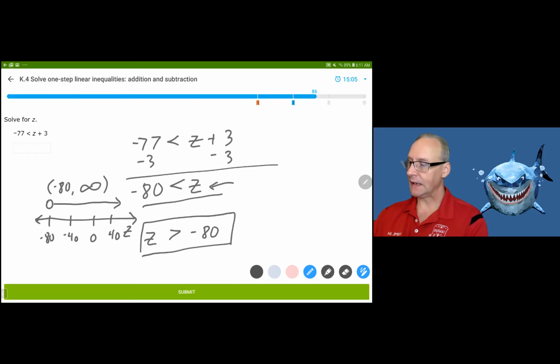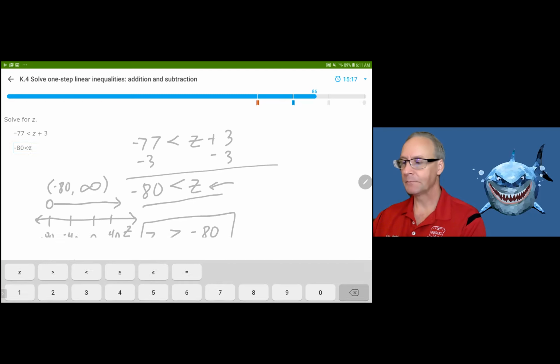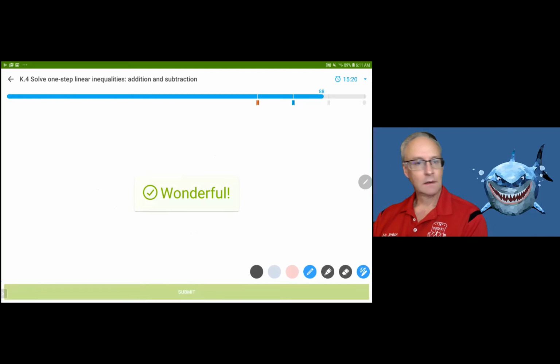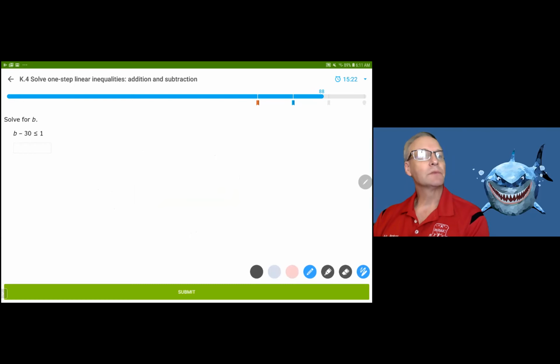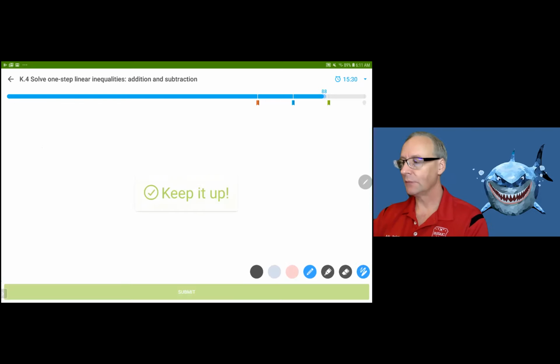Anyway, I'm going to go ahead and write it in this first. I'm just going to write the negative 80. And I know some of you are going to want to do it that way, negative 80 is less than z. And it's the same thing as z is greater than negative 80. In this one, we're going to add 30 to both sides. We're going to get b is less than or equal to 31. And looks like we're almost done.